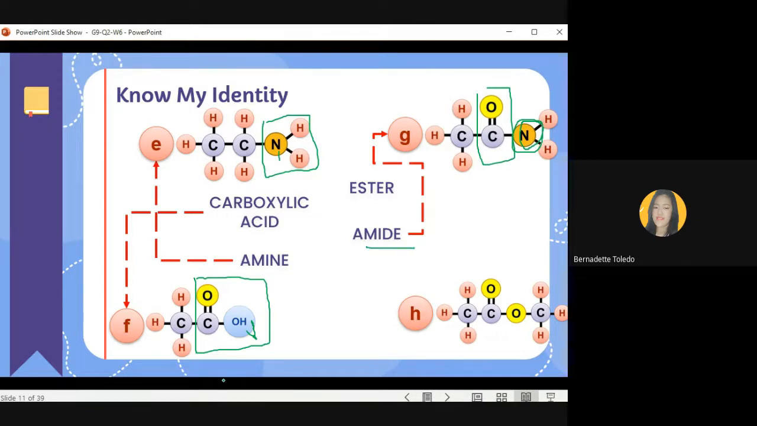Then last, we have letter H, that is an ester. Ang tatandaan nyo lang diyan is ito: si carbon ay connected sa isang oxygen na may double bond at isang oxygen uli na single bond. That is an ester.